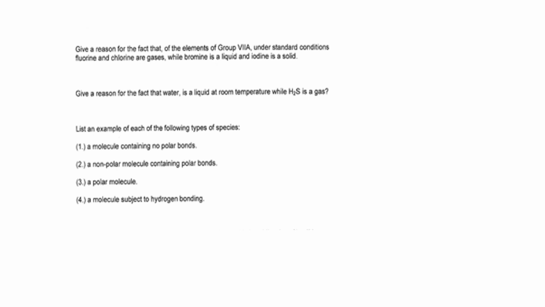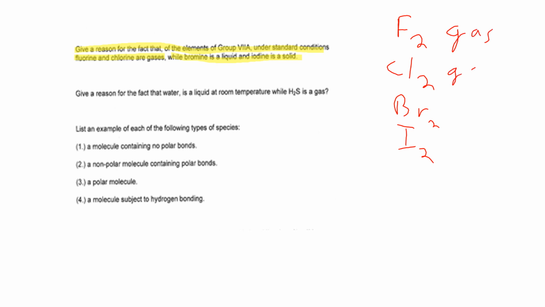So for our next question, we're looking to provide a reason for the fact that the elements of group 7A under standard conditions, fluorine and chlorine are gases, while bromine is a liquid and iodine is a solid. So when we look at these molecules involved, what do we have? Well, we have F2, Cl2, Br2, and I2. And what we're told is that fluorine, F2, and Cl2 are both gases. Meanwhile, Br2 is a liquid, and I2 is a solid.